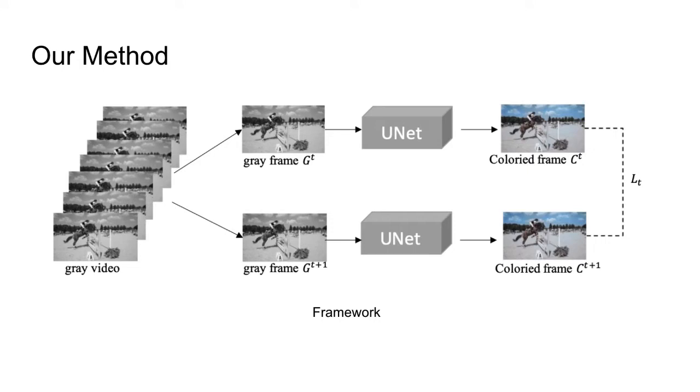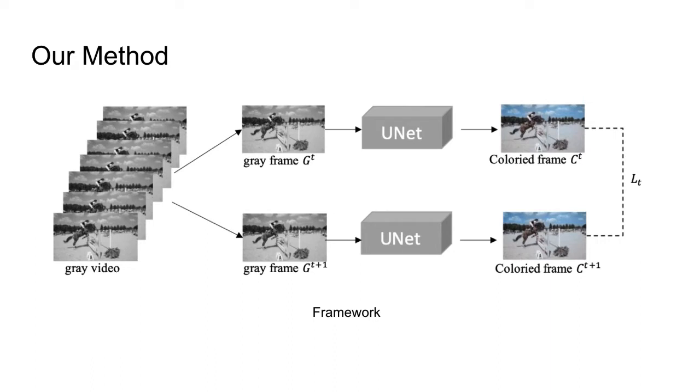This figure shows the framework of our method. Given a sequence of grayscale video frames G, our objective is to colorize the given frames as realistic as possible automatically. The illustration of symbols is as follows. G is the input grayscale frame. C represents the colorized result generated by our network.